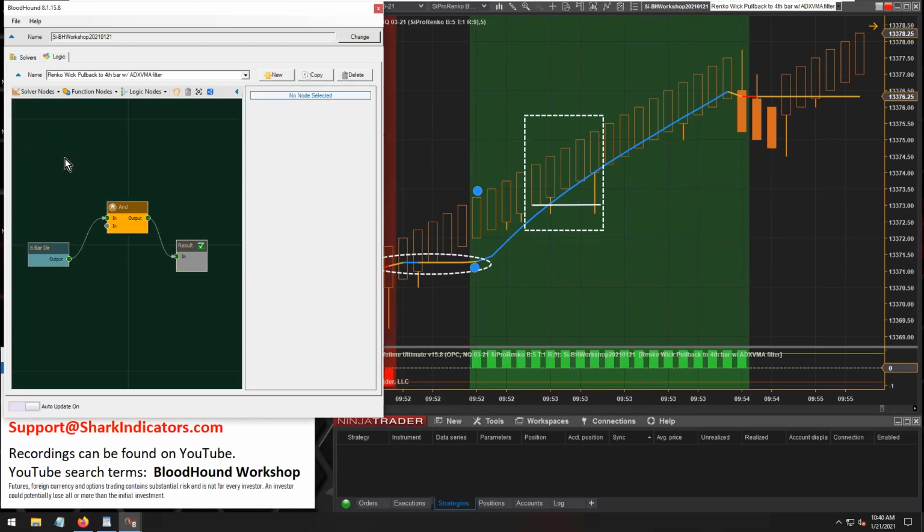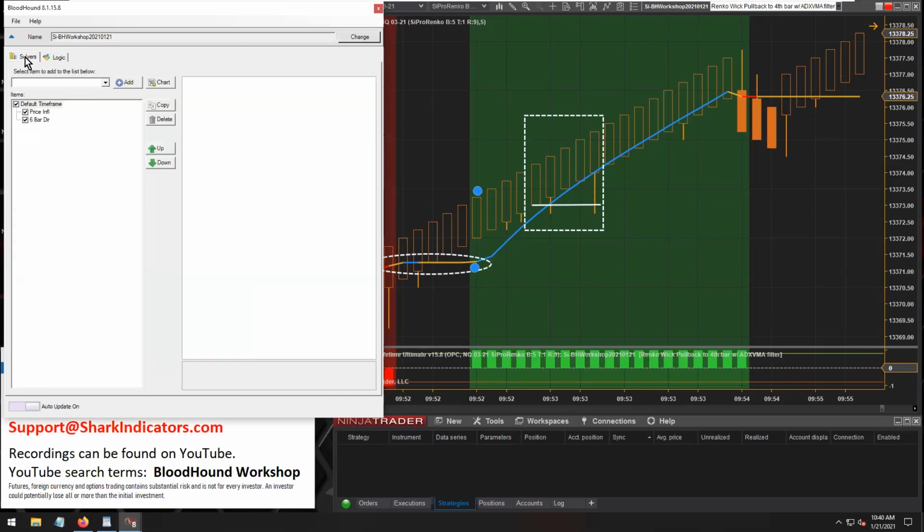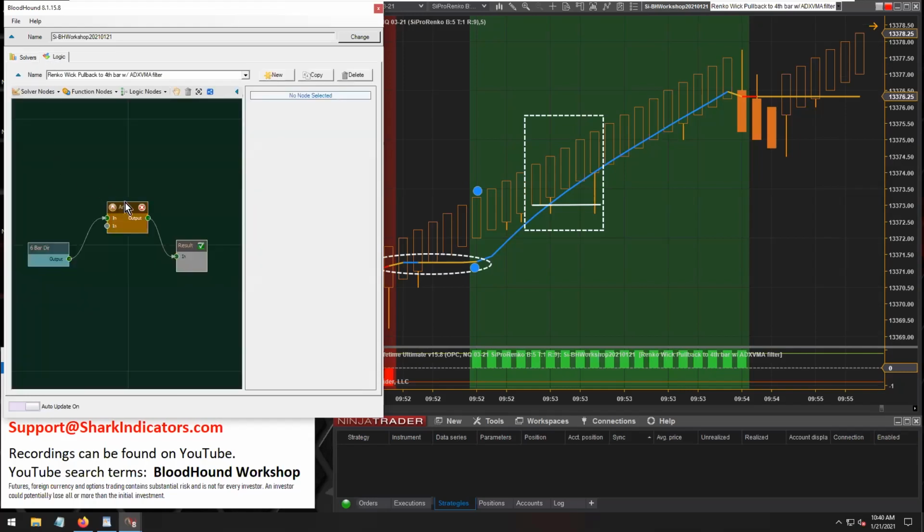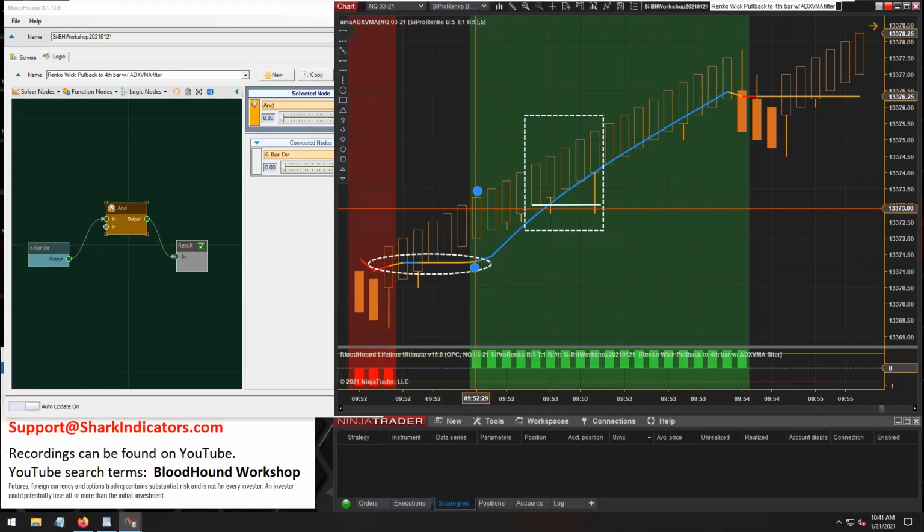So I'm going to remove it from the logic board and go back to my solvers tab, and also remember to remove it from here too. You guys should keep your systems cleaned up. Don't keep a bunch of unused solvers in this list, because they're just wasting processing time. We should delete solvers that are never going to be used again. So I'm not going to use that price inflection for this system. Okay, so here we are with our bar counting.